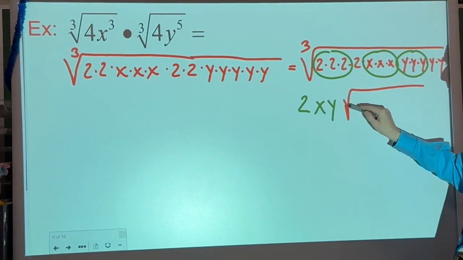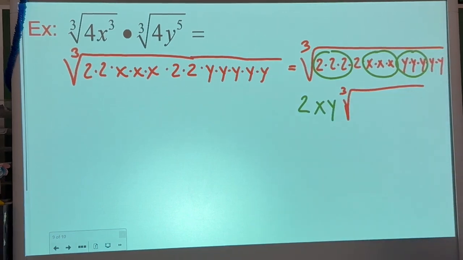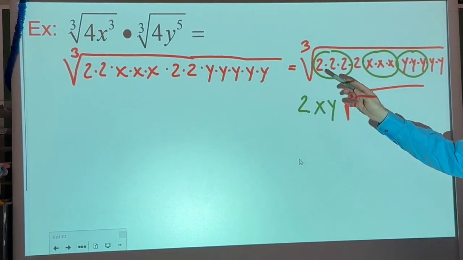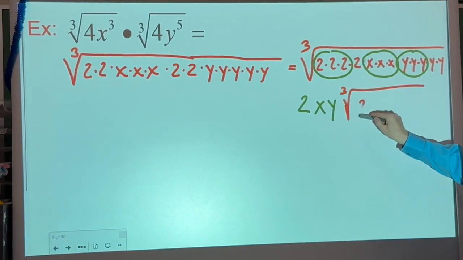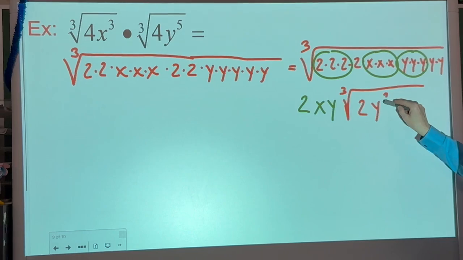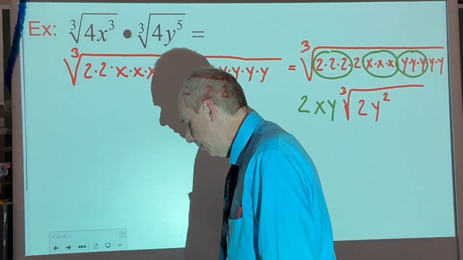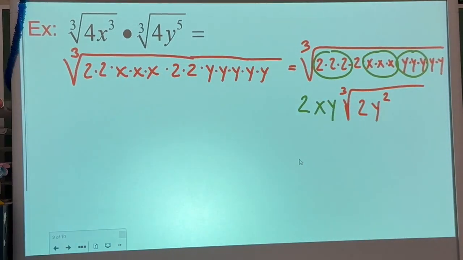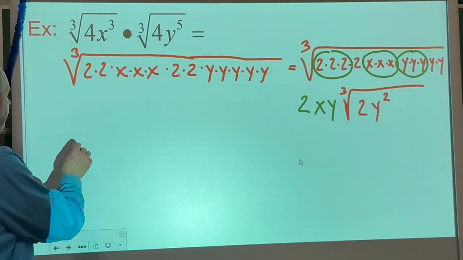Nothing else creates a triple, so we're left with the cube root of, are there any numbers left? Yes, there's a 2. Are there any x's left? No. Are there any y's left? Yes, I have y times y, which is y squared. Final answer, 2xy times the cube root of 2y squared.